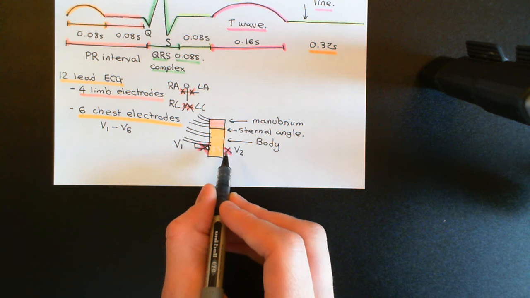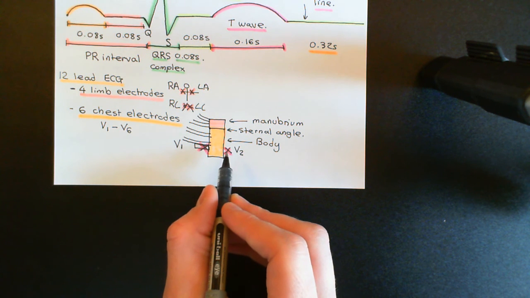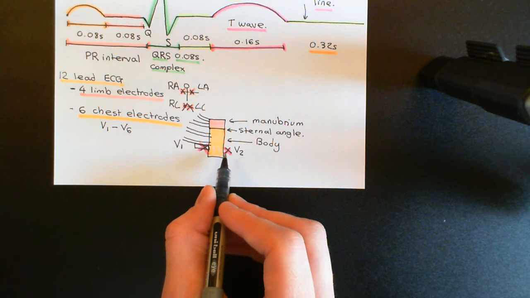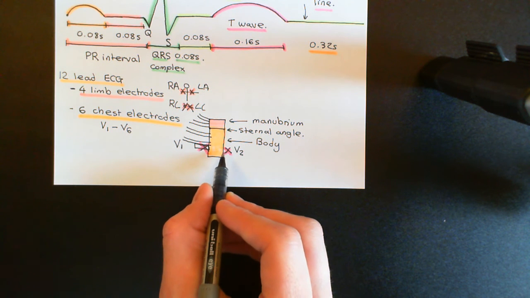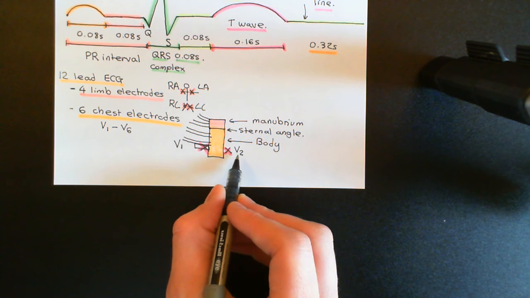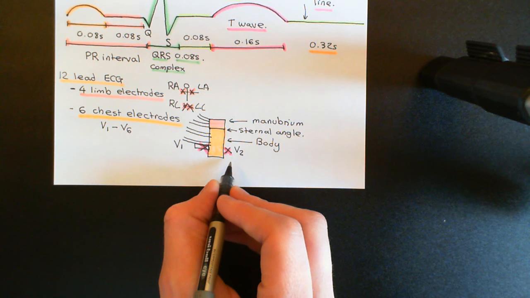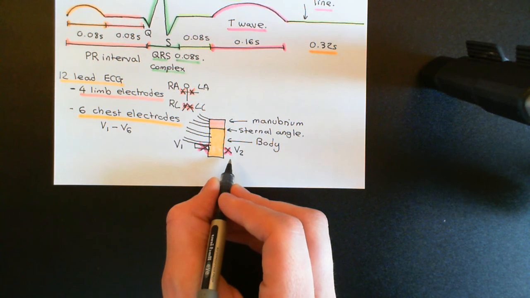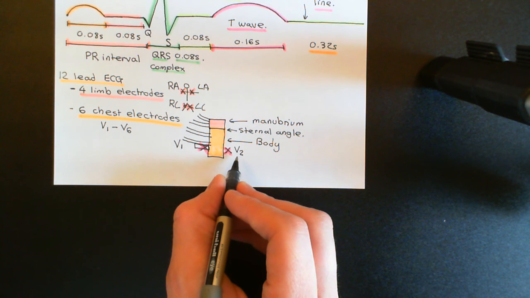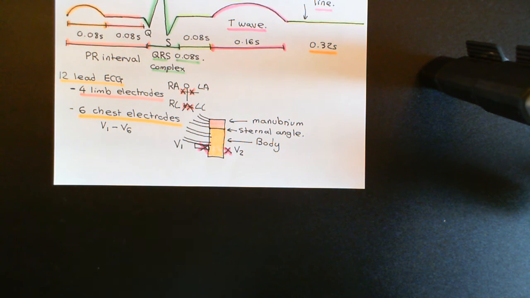Then what we're going to do is go down into the fifth intercostal space. Now go down into the fifth intercostal space, which will obviously be below the fifth rib. So you'll go now down past another rib, the fifth rib here, okay, and you'll go into the space below that, which will be the fifth intercostal space. And we're going to put the fourth chest electrode in the fifth intercostal space at the mid-clavicular line.